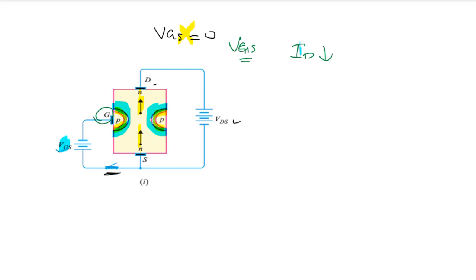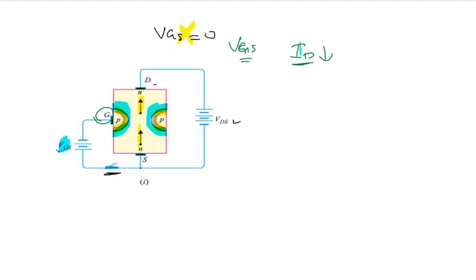And that's why this device is said to be a field effect transistor, because the output current, the drain current ID, can be controlled by changing the potential or electric field applied on the gate. And this is the working of the N channel JFET.